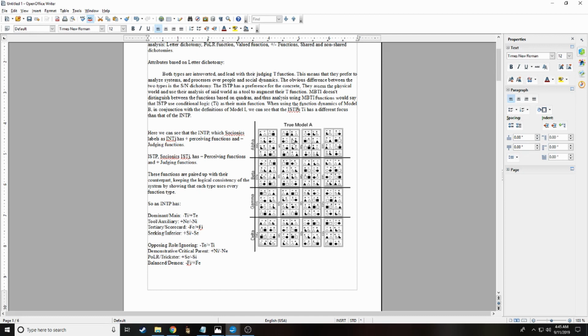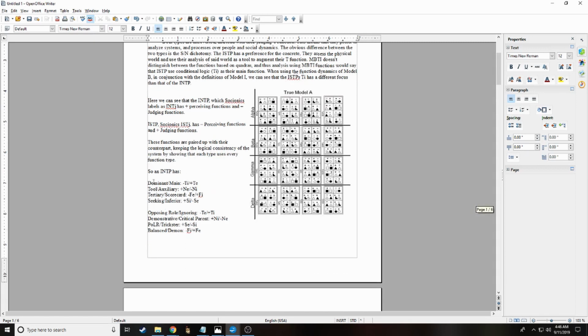That doesn't necessarily mean that they have different types of each of the functions. So they both have TI, right? But their TI is going to be a different form. Alright, moving on. These functions are paired up with their counterparts. The function that they use, the negative or positive function, is paired up with the opposite function effectively. So negative TI is paired up with positive TE always. That way overall this function stays the same in every type, and uses every single function aspect. So this keeps up with the logical consistency of the system.